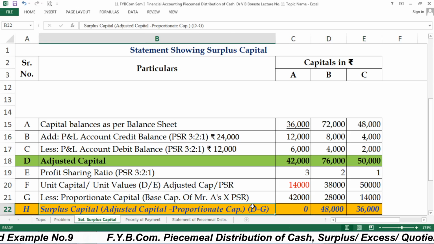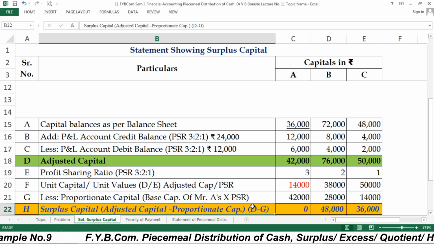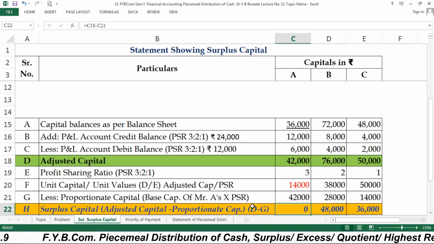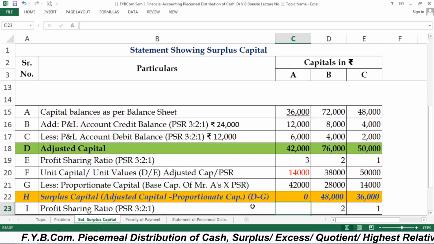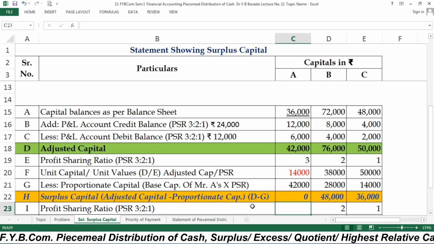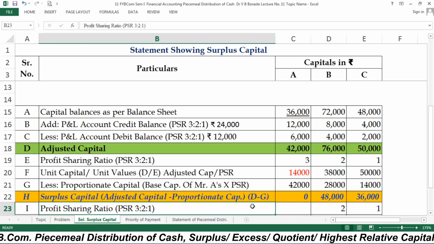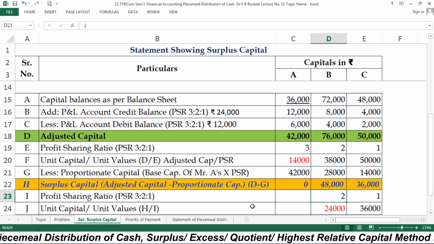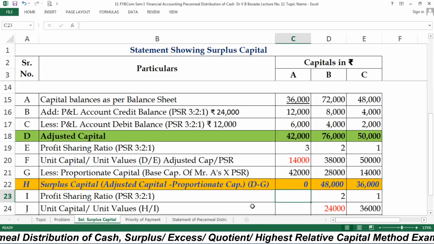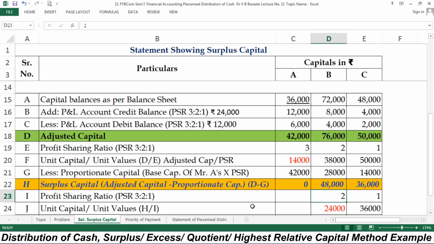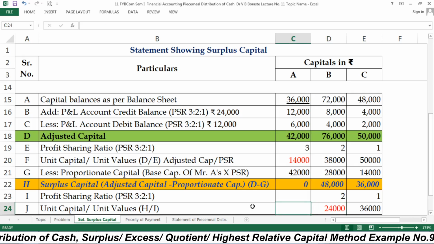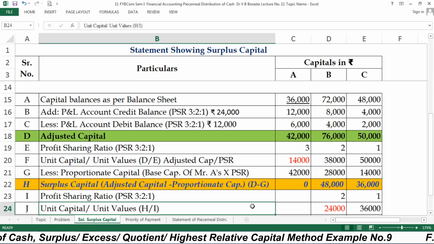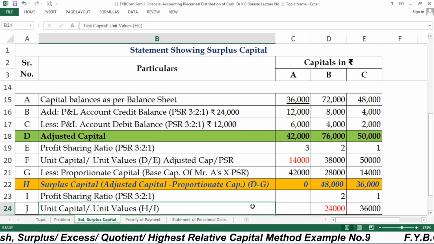After that, we have to find out the absolute surplus of the particular partner. Here we got a surplus of Mr. B and C, but we have to find out one partner's capital, that is absolute surplus capital. So here again we have to repeat all the stages. That is profit sharing ratio again will be 3:2:1. But we are not going to mention the column of A. So 2:1. Our next step is unit capital, that is surplus capital divided by profit sharing ratio.